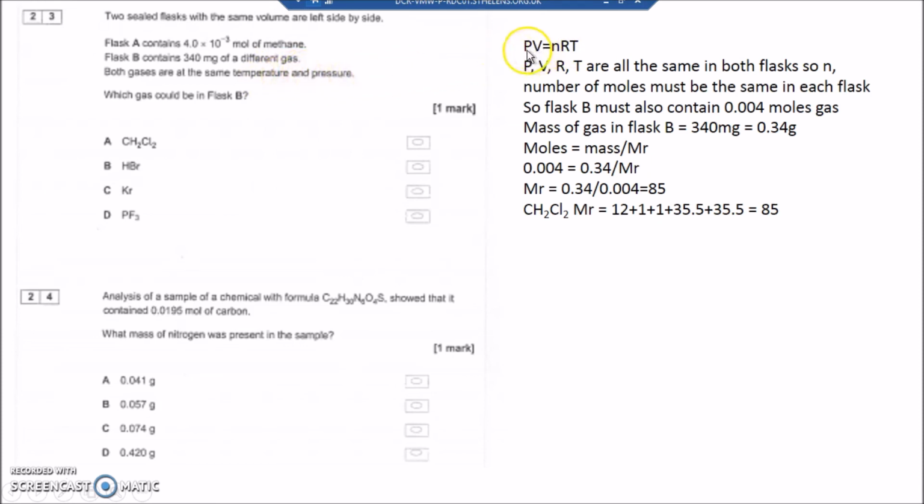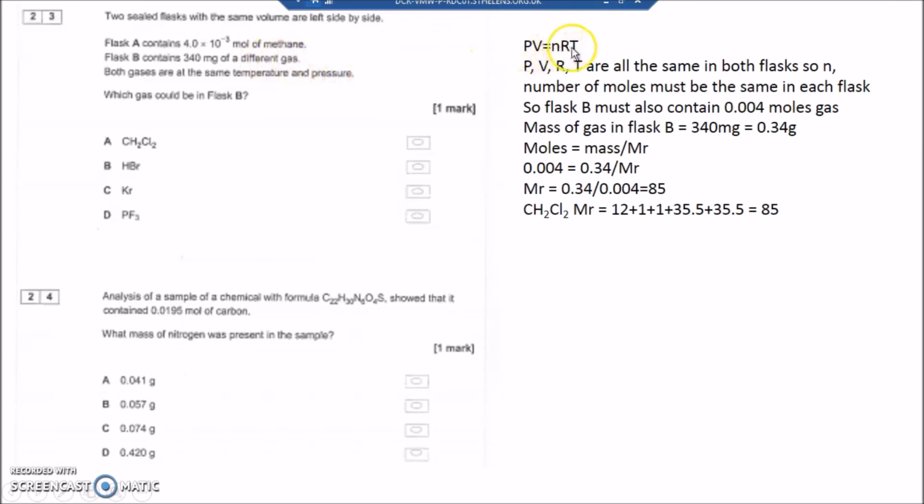And actually when I look, the pressure and the volume are staying the same because it's a sealed flask: same volume, same pressure, same temperature, and R is the gas constant, 8.31. So everything is staying the same. Flask A contains this number of moles of methane. So PV = nRT, if I work it out for this one, and all of these are going to stay the same, when I work out n, the number of moles, it equals that. When I work out this one, with the same pressure, the same volume, the same R and the same T, n must be the same for this as well.